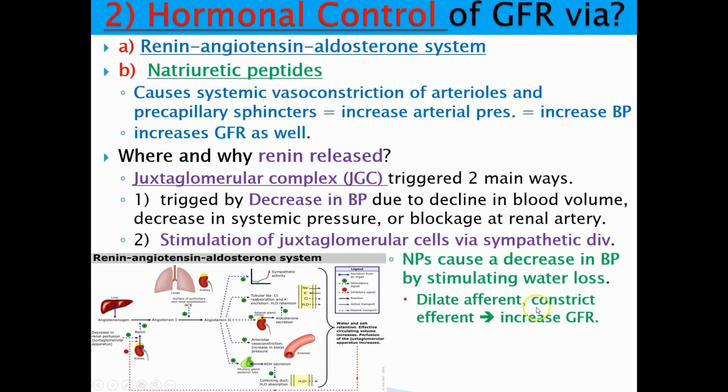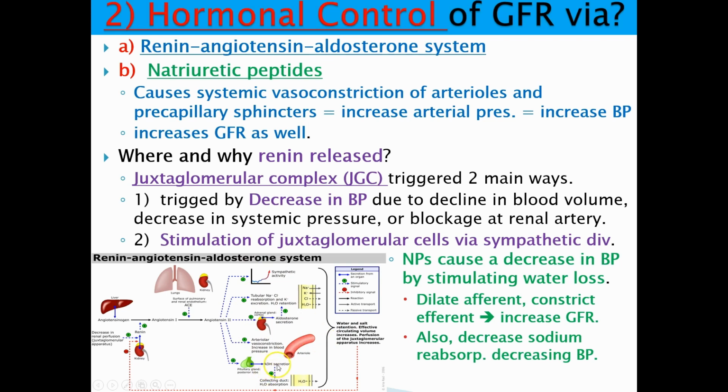As far as natriuretic peptides go, you should know they cause a decrease in blood pressure by stimulating water loss, so blocking ADH, blocking aldosterone. They dilate the afferent, they constrict the efferent. That causes an increase in GFR, which also causes an increase in urination. So you might want to put natriuretic peptides cause increased urination. And what you would expect is urine that is very dilute. It should end up being mostly water, i.e. not many solutes. You can also see there's a decrease in sodium reabsorption and a decrease in blood pressure associated with it.